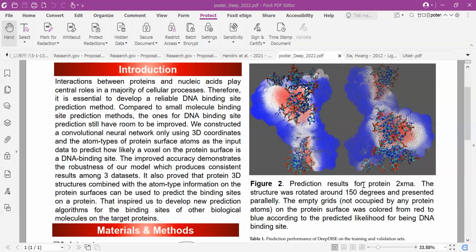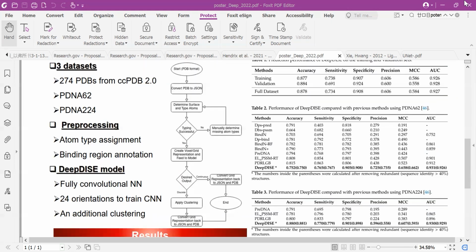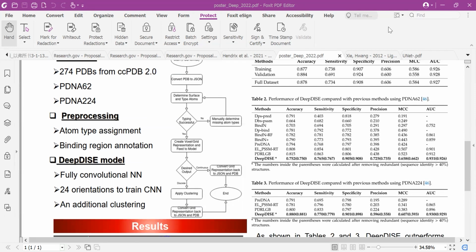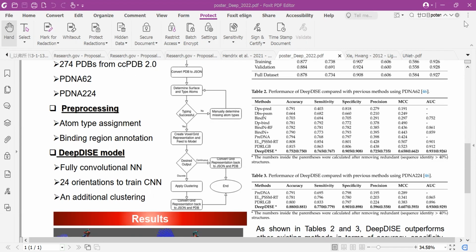We can check this figure, although there are still some false positives here and false negatives here. We can say that the predicted sites are pretty much accurate and precise. And we can check these 3 tables for the 3 data sets. The results of the training sets and the validation sets are similar, as well as the outcome of the 2 independent test sets published by previous studies. This shows the robustness of DeepDISE. Compared to the outcome of previous methods, the DeepDISE performance is comparable or even better.